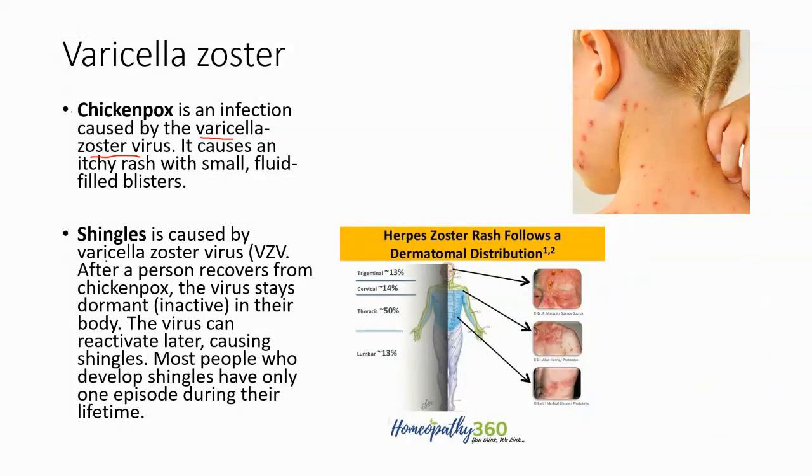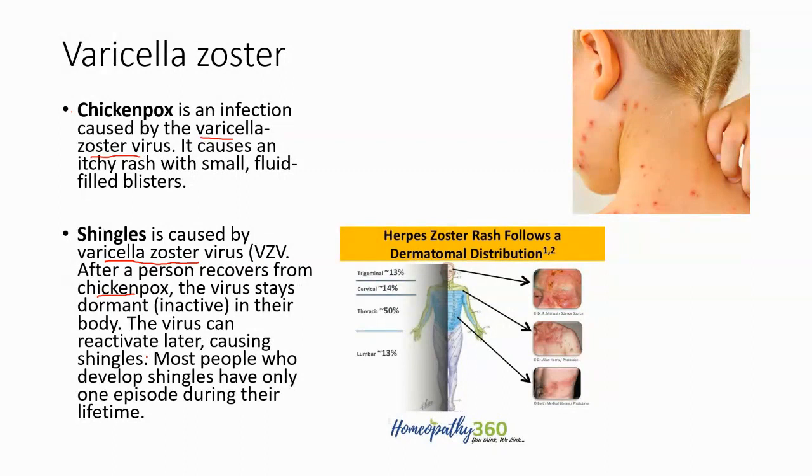Shingles is also caused by varicella zoster virus, important to know. After somebody recovers from the chickenpox, this virus stays inactive or lays dormant in their body. And this virus can reactivate later, and when it reactivates, it causes shingles. And things that could reactivate it is just like a decreased immune system, maybe any medications that can decrease immunity.